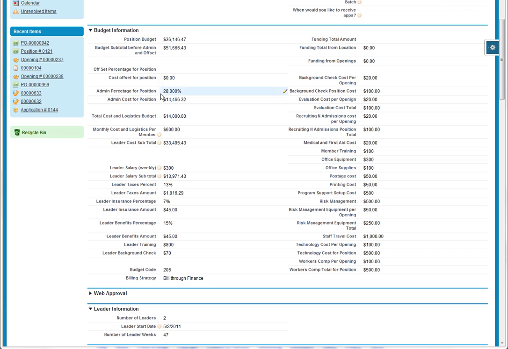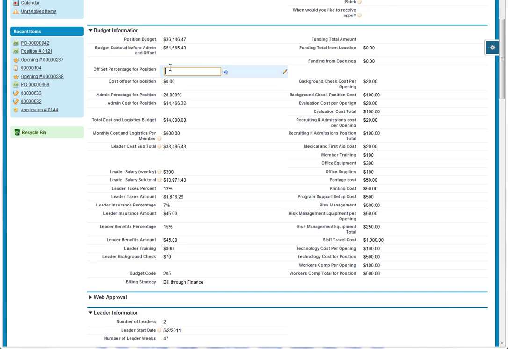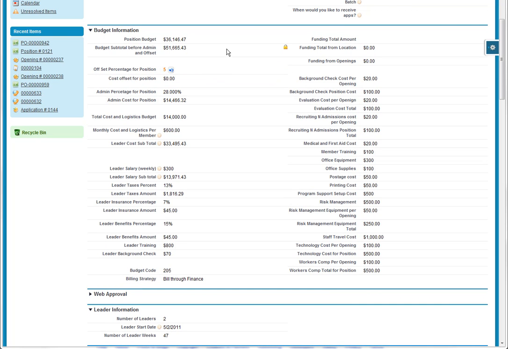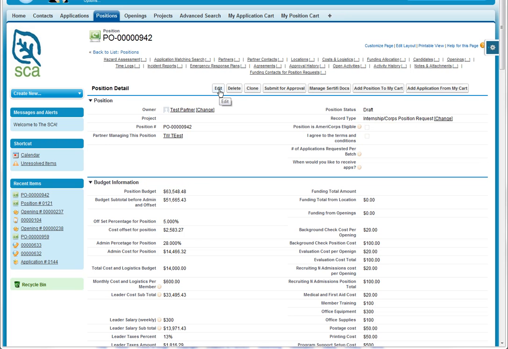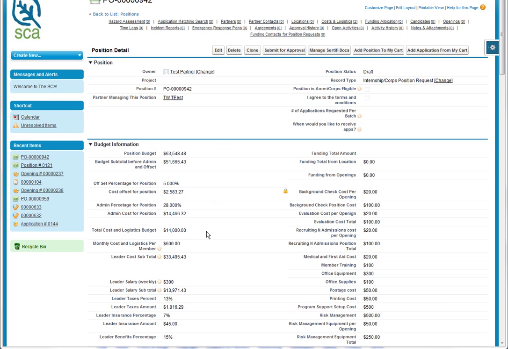And then, we haven't yet calculated things in terms of our offset percentage for the position. Let's say in this case we're going to offer a 5% offset, and I save that, and it gives me budget before offset and admin, and this gives us our total admin and our total offset that we're given that percentage rate.